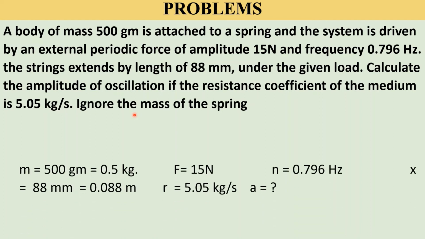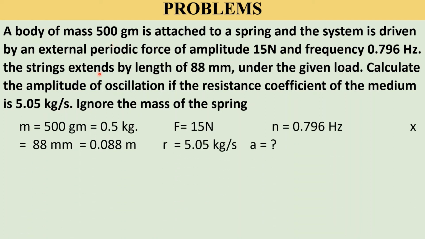Now the mass suspended is 500 grams. So m is equal to 500 grams, that is equal to 0.5 kg. Force applied is 15 newtons, so F is equal to 15 newtons. The frequency of the force is 0.796 Hz, so n is equal to 0.796 Hz. The extension produced is 88 millimeters, that is equal to 0.088 meters. The resistance coefficient is 5.05 kg per second, so R is equal to 5.05 kg per second. So we have to calculate amplitude A.